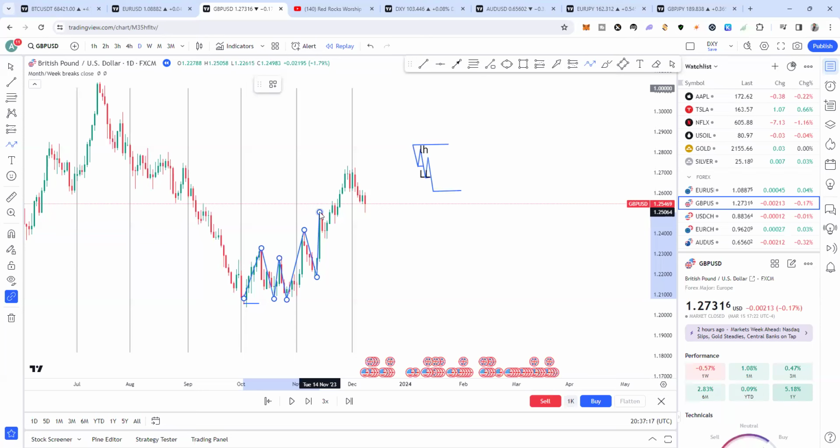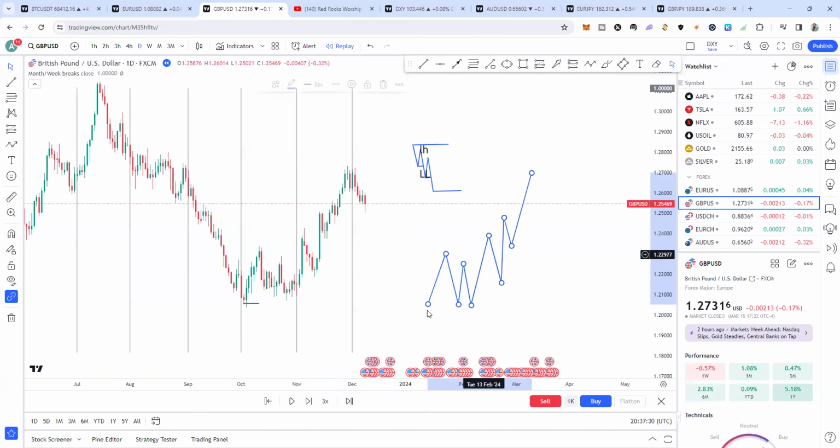So you can see that as price is moving in waves, that's what it does. Then it forms a new higher low, then forms a new higher high. If I bring this out, you see that this movement looks like a wave. It's in a wave form.